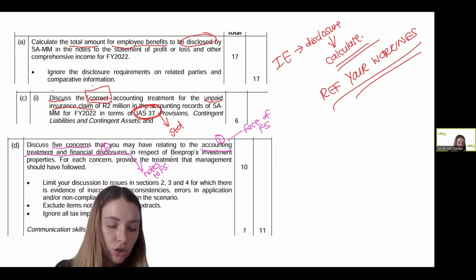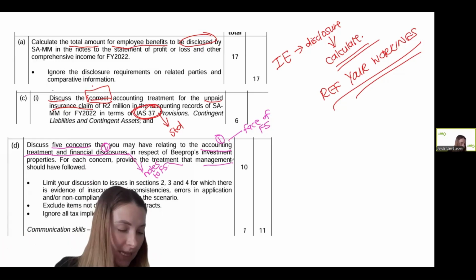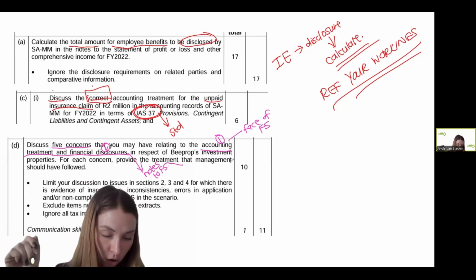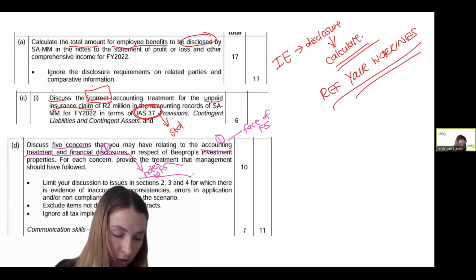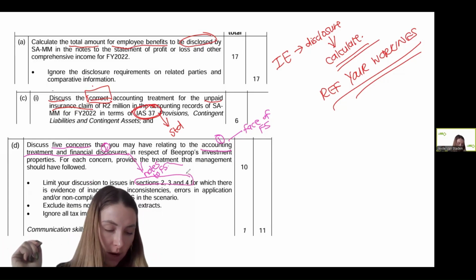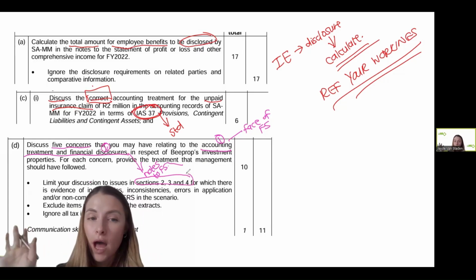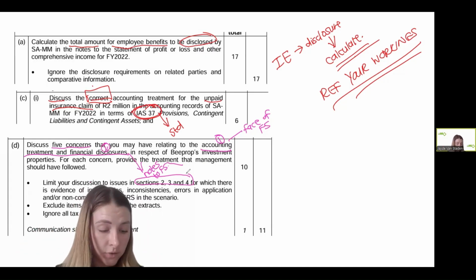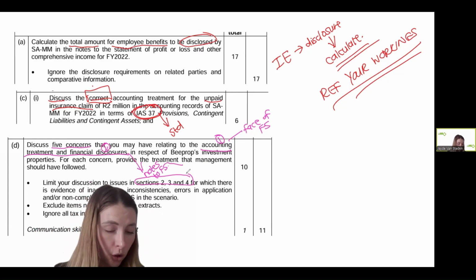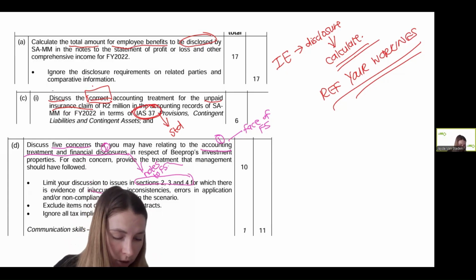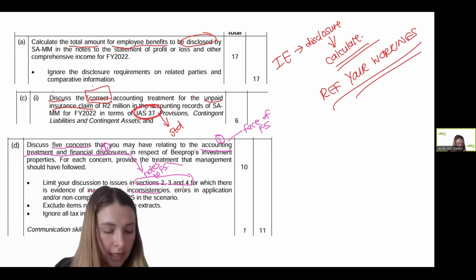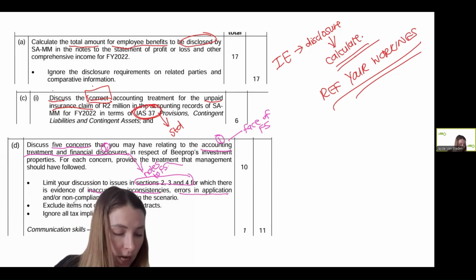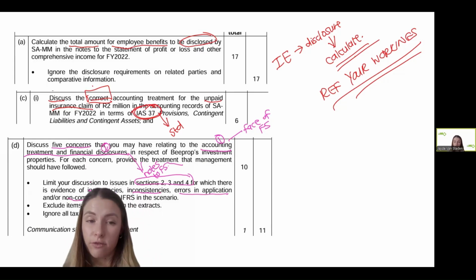Okay, for each concern, provide the treatment that management should have followed. They limit you to certain sections, all right? So that means if you go outside of section 2, 3, and 4, you get no marks because it's out of scope. So you are essentially looking for inaccuracies, inconsistencies, and errors in application and or non-compliance with IFRS. So they're kind of telling you what to look for.